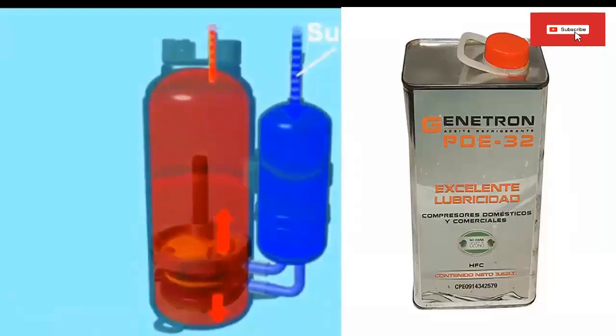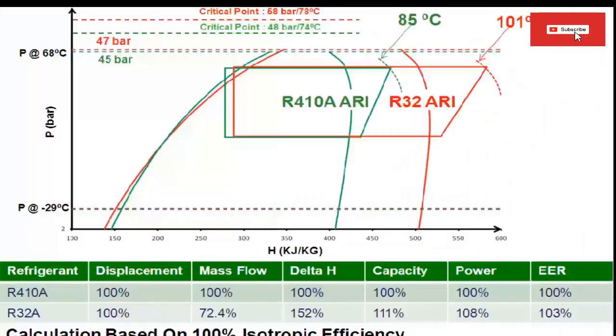But let's now talk about performance. R32 has a greater cooling power compared to R410A, as well as in heating. This means that a lesser amount of gas is needed to achieve the same level of cooling and heating.